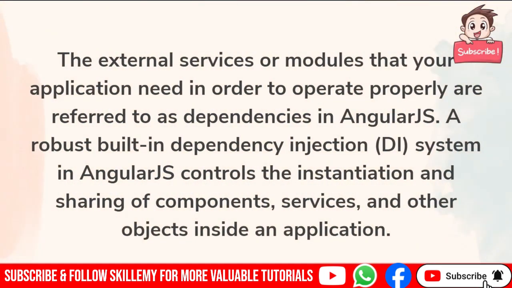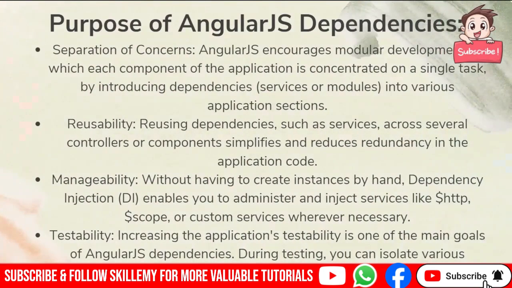The external services or modules that your application needs in order to operate properly are referred to as dependencies in AngularJS. A robust built-in dependency injection, or DI, system in AngularJS controls the instantiation and sharing of components, services, and other objects inside an application. Purposes of AngularJS dependencies are given below.